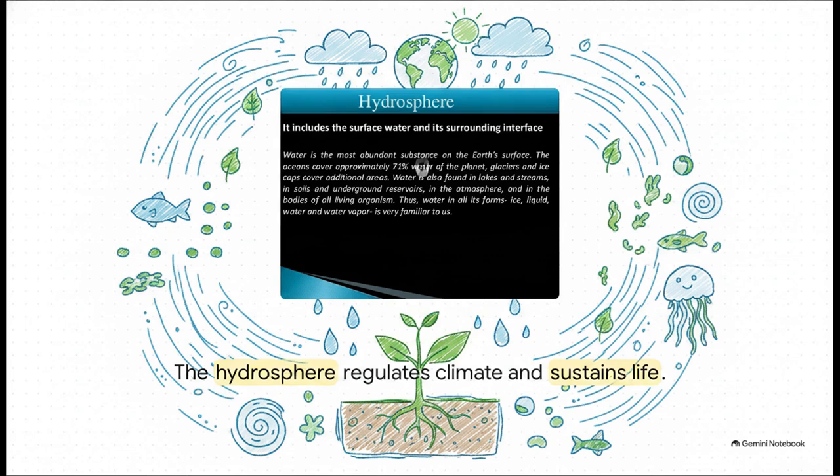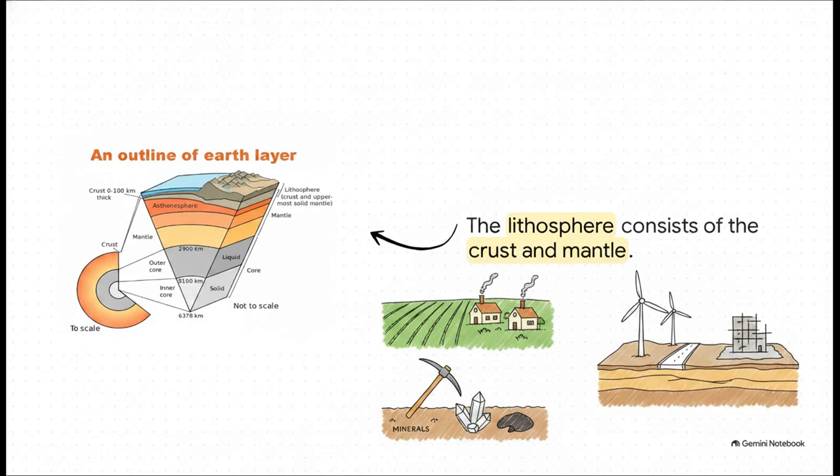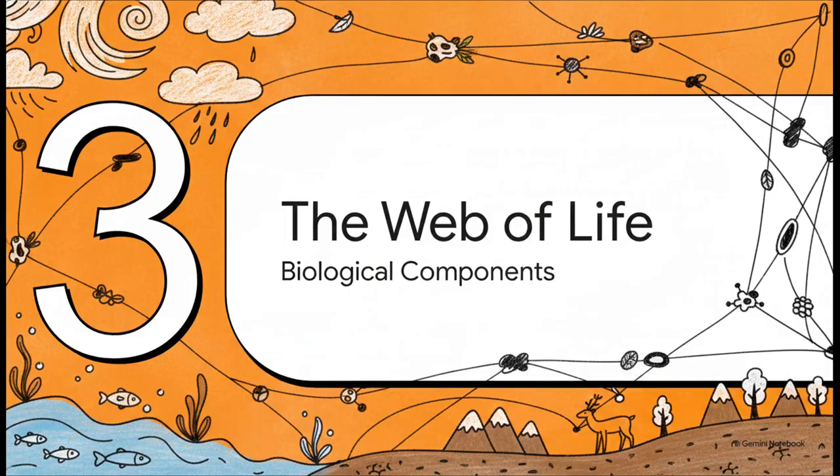No way around it. To round out this physical foundation, we have the lithosphere. This is the solid outer boundary layer of the Earth, essentially the crust and the uppermost solid part of the mantle. Why does this matter to us? Because this crustal system is quite literally where we stand. It provides the land for agriculture and human settlements, it supplies natural resources like minerals and fossil fuels, and it acts as the literal base for all of our infrastructure. Which brings us to part 3, the web of life, biological components.